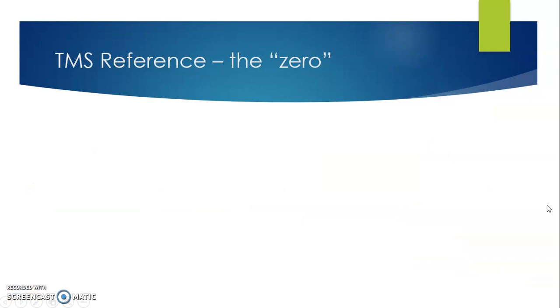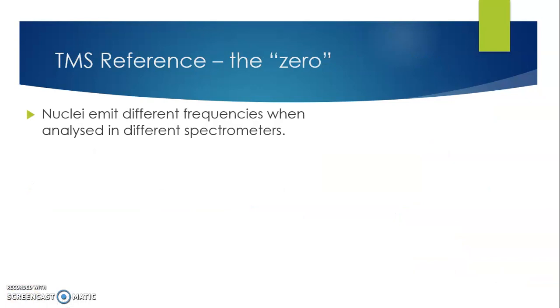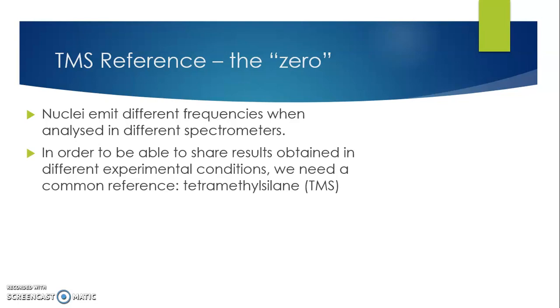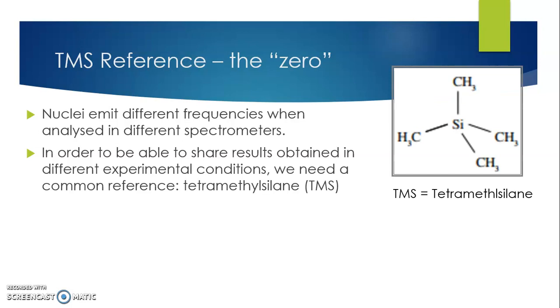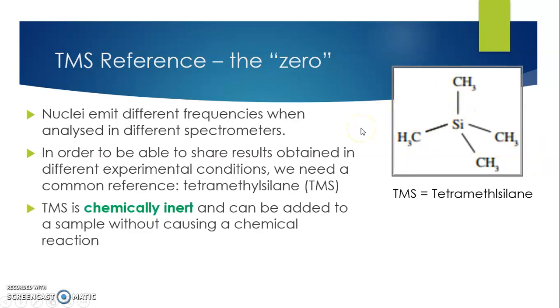The reference. So nuclei emit different frequencies when they are analyzed in different spectrometers, which is the machine that we use for NMR analysis. Okay? So in order to produce comparable results, we need a common reference. And the lucky guy that we choose for this common reference is called tetramethylsilane. So it is a silicon atom as a central atom connected to 4 methyl groups. It's very symmetrical, very chemically inert, and can be added to a sample without causing a chemical reaction.